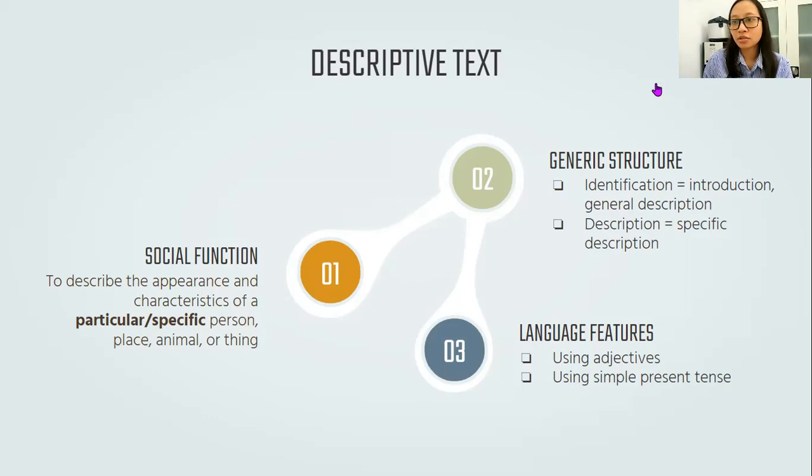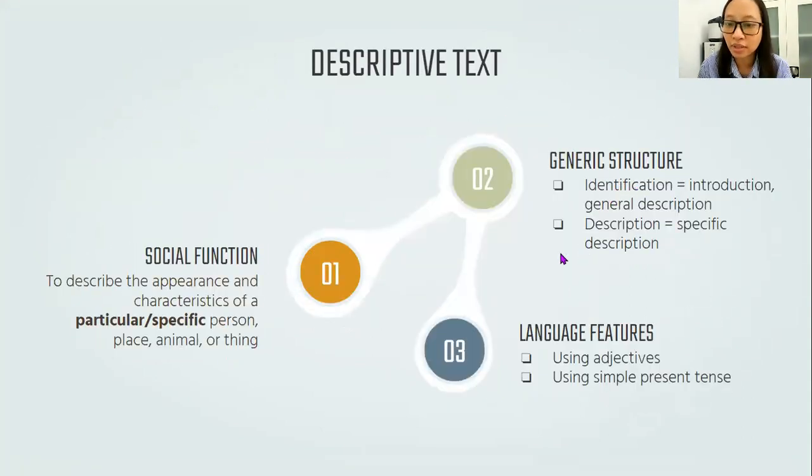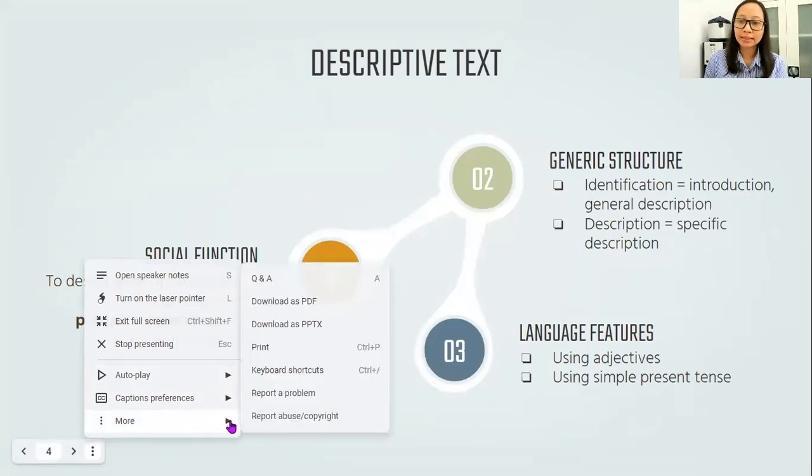And then the generic structure. Generic structure ini maksudnya the things that you have to explain, okay? There are 2 parts. The first is identification. In that part, you introduce the thing in general, okay? Generally, bagaimana? Mereka siapa? Introduce that. And then the general description of the person. And the next is the description. The first one is identification, and the next one is description. The description is the specific description, as a specific explanation about the person or animal or thing that you describe.